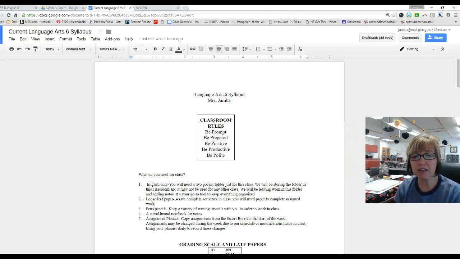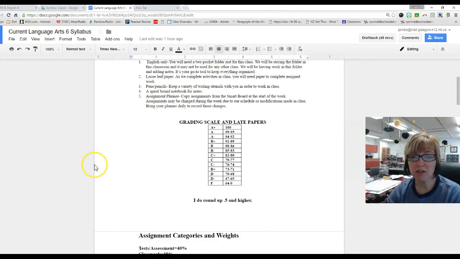I'm not going to read the syllabus word for word. You can do that on your own. There is a link to this in Google Classroom. There's also some paper versions if you need that to take home to parents. The grading scale is the same for everyone across the building, so it doesn't matter if you're in science, social studies, math, the same grading scale is used for everything.